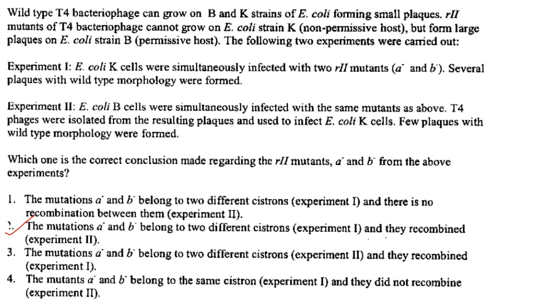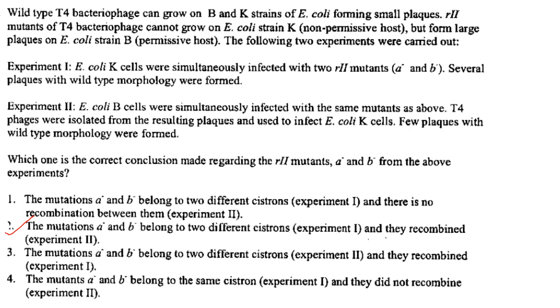Now the R2 mutants of T4 bacteriophage. There is a particular mutant variety of T4 bacteriophage, that is the R2 mutant, and it cannot grow on E. coli strain K because it is a non-permissive host, but forms large plaques on E. coli strain B. The R2 mutant can grow on strain B. And they conducted the following experiments.